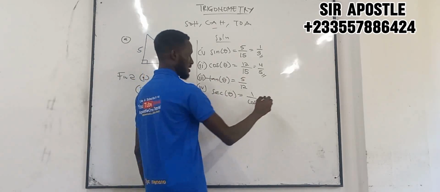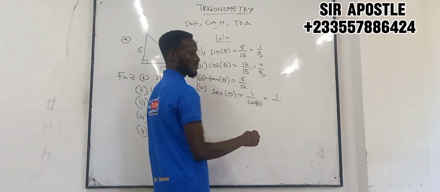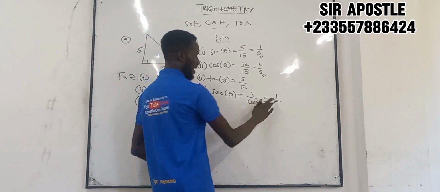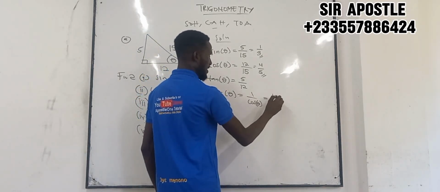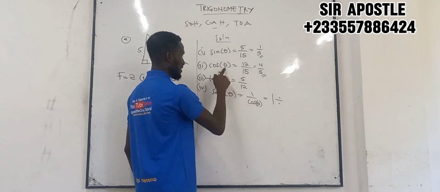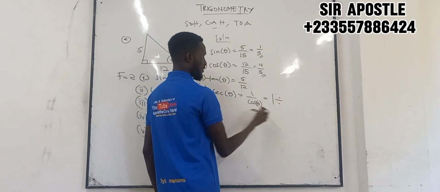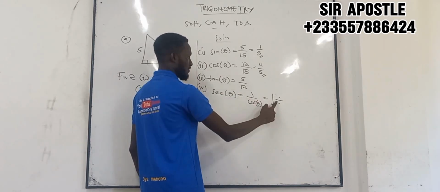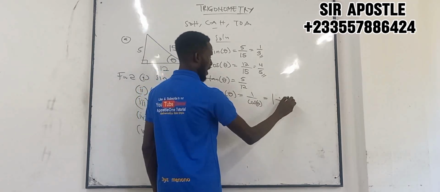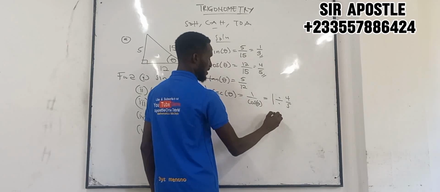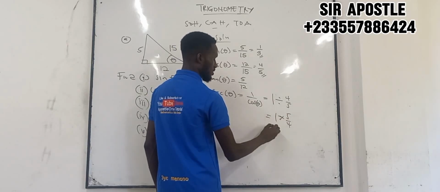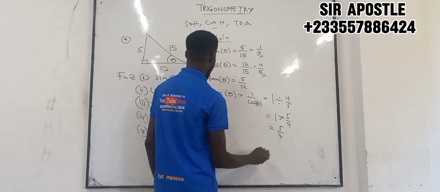Don't forget, sec is 1 over cos theta. So we have one is reciprocal. So 1 over cos theta. So it means it is 1 divided by cos theta. What is cos theta? Cos theta is 4 divided by 5. So 1 divided by cos theta, which is 4 out of 5. So how do we solve this one? It will be 1 times 5 out of 4, which will give us 5 divided by 4.